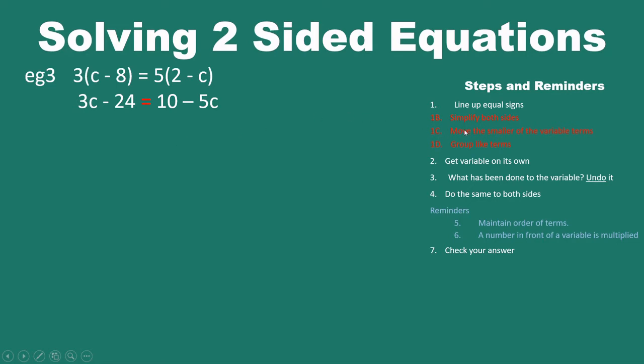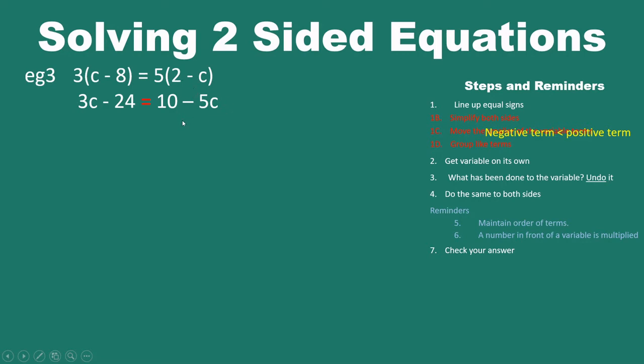Next step, we'll move the smaller of the variable terms. Looking at our variable terms, 3c and minus 5c. Yes, that sign is included when we talk about the term that follows it. This is a negative term, and negative terms are always smaller than positive terms. So negative 5c will definitely be smaller than positive 3c. Let's move that negative 5c.